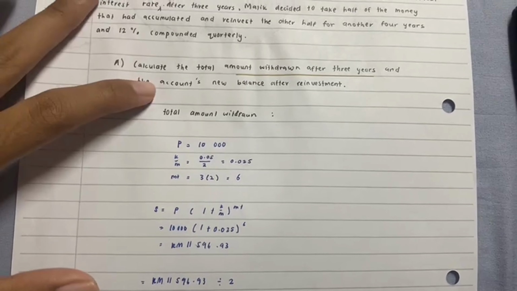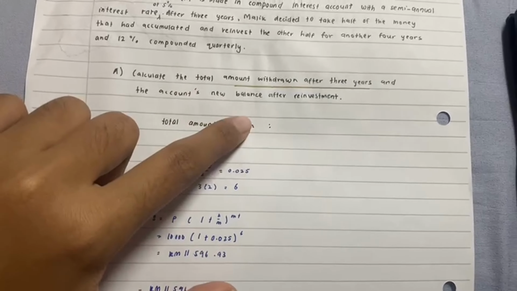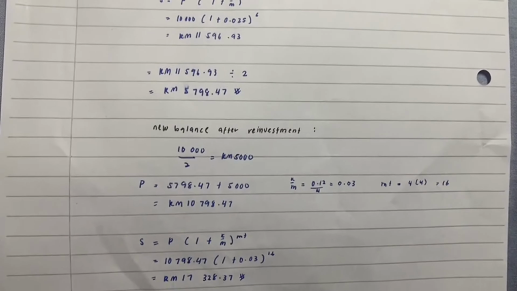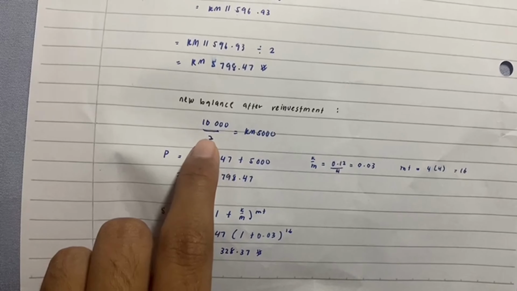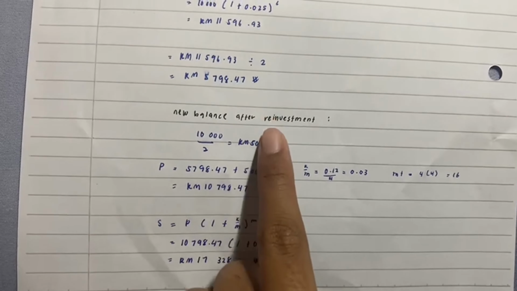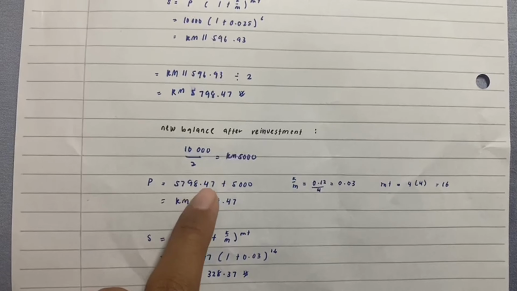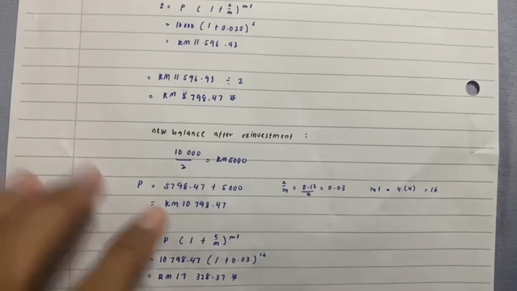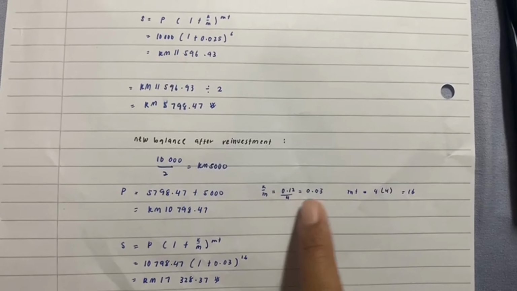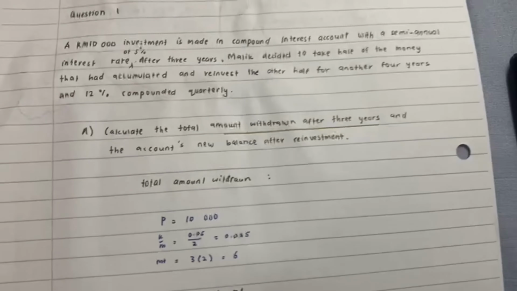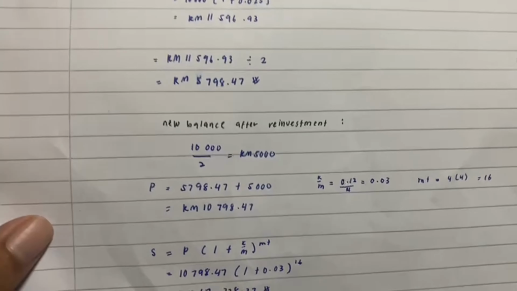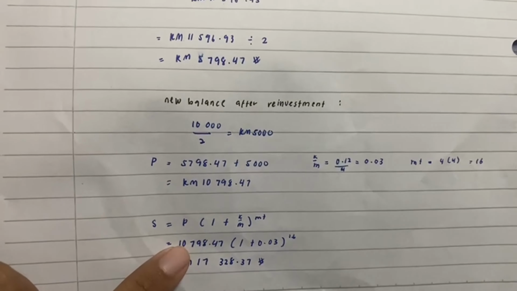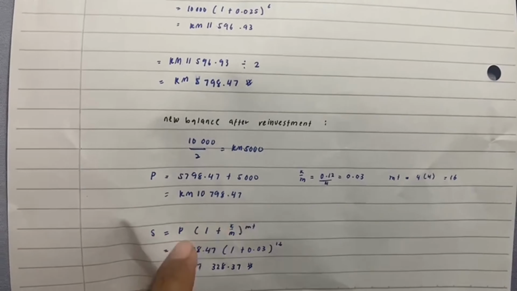But in the question, they want 2 things. Also, the account's new balance after reinvestment. So this is how I resolve the question. I divide 10,000 by 2 because Malik reinvests, but he already took half of the money. And then I add it to the first answer, and I change the K, M and T because of the statement here, 12% compounded quarterly. And then I will show you how I put these things in the calculator.